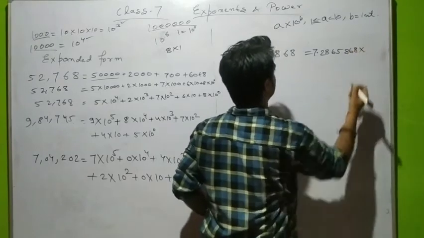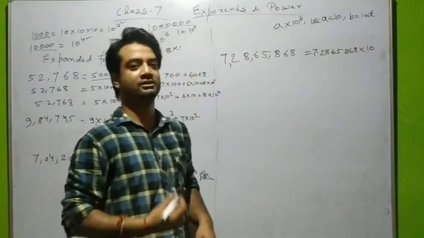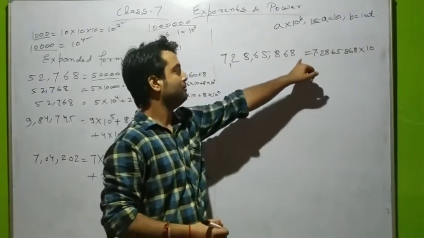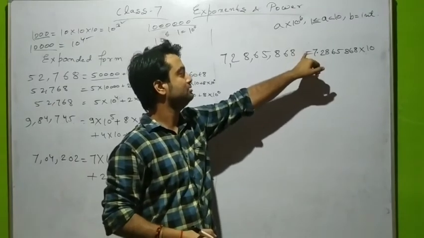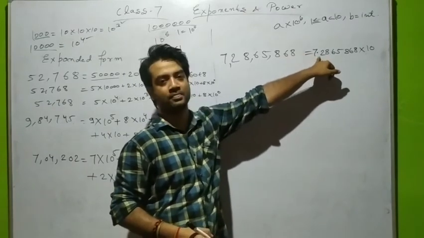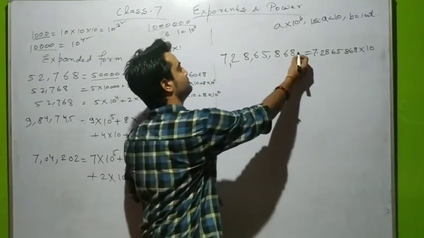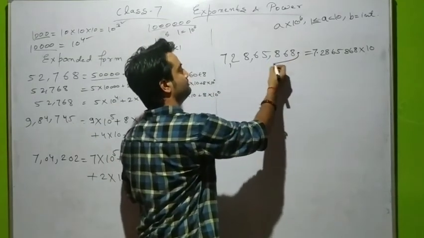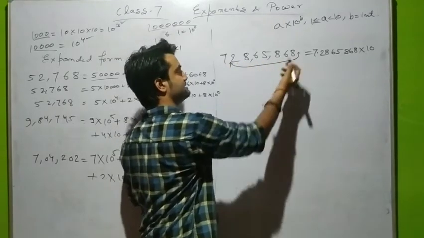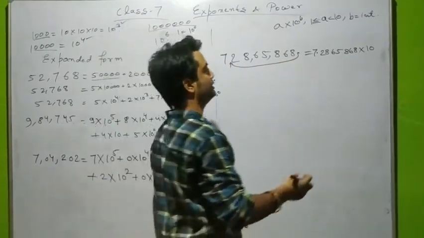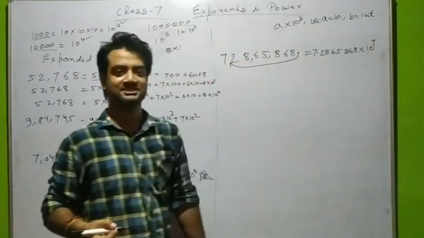7.2865868 into what will be the exponent of 10? How many digits does the decimal have to cross to come after 7? 1, 2, 3. It was here in the beginning, and now it came here. So 1, 2, 3, 4, 5, 6, 7. So it will have 10 raised to the power 7.